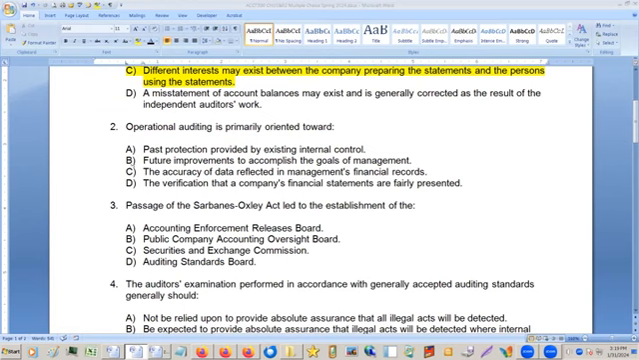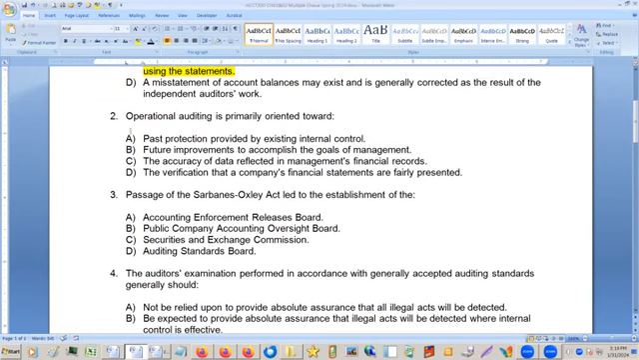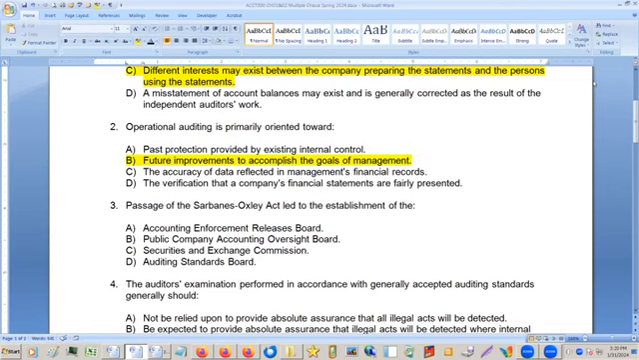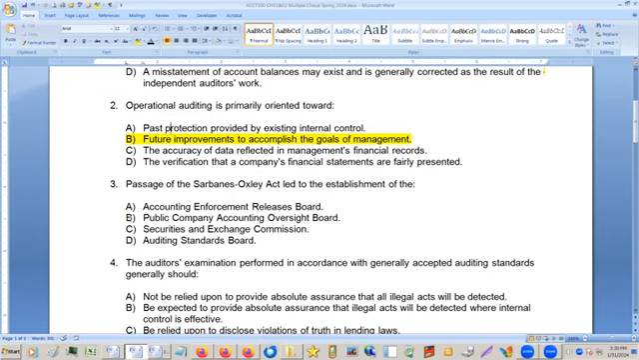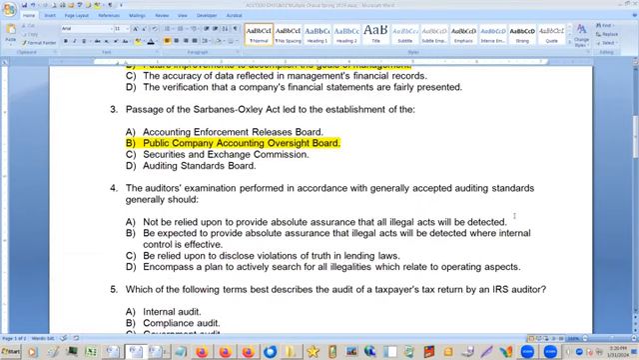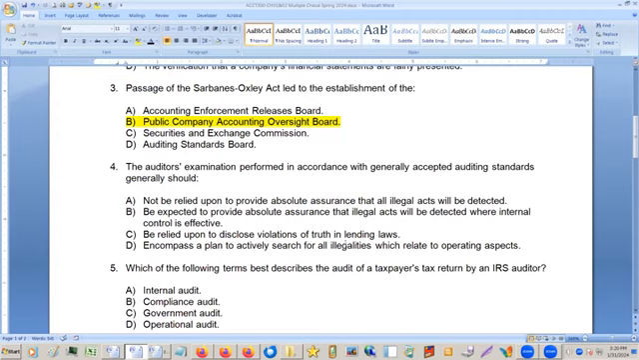Operational audit. Yep. Future improvements. You're trying to make things better. Financial audits, you're just trying to see what the finances were, and if they have inefficient operations, while that's unfortunate, it's not. Sarbanes-Oxley. Yep. A is correct.